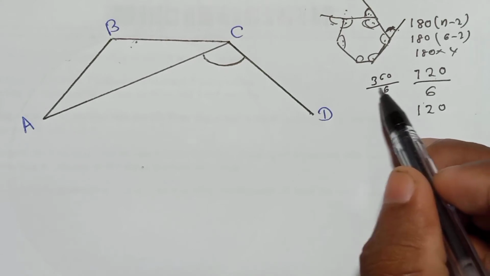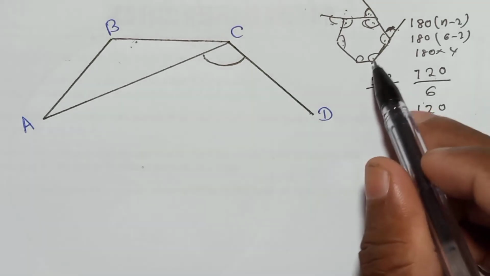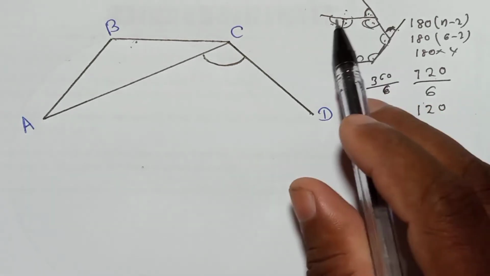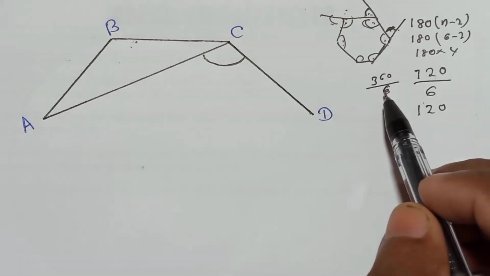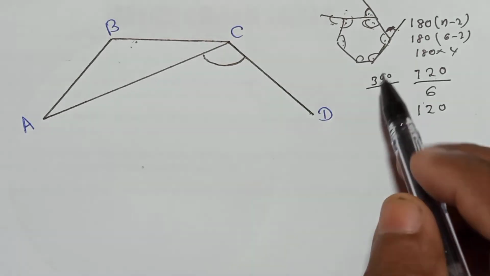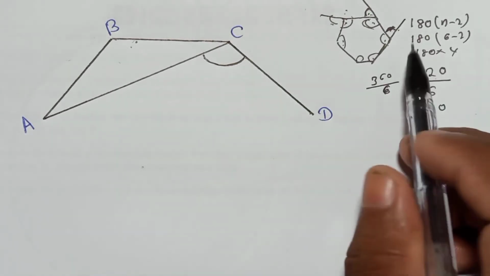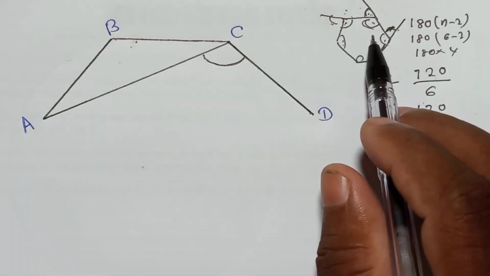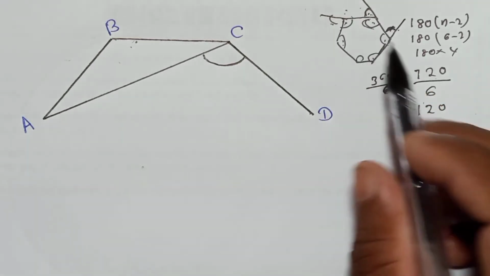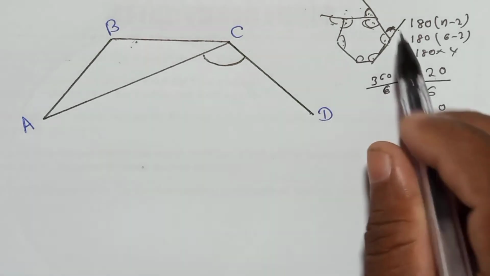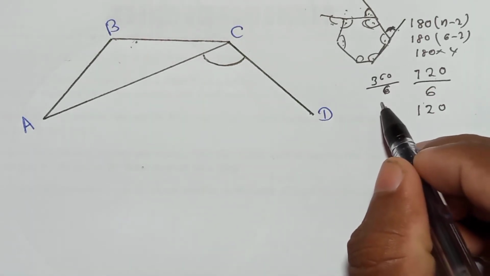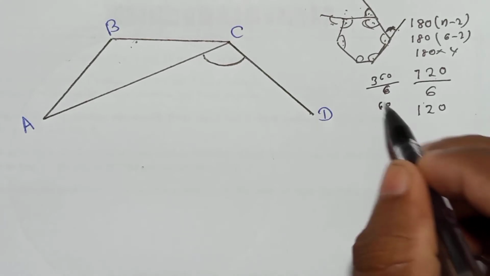This is a regular hexagon, right? So we can divide by 6 because all the exterior angles are also equal. If it is not a regular hexagon, you can't do it this way. So we know the exterior angles altogether are 360 and all are equal. So 360 divided by 6 gives you the exterior angle size.